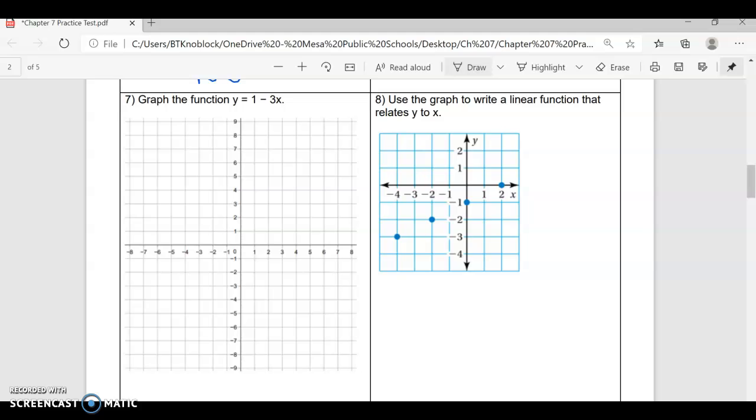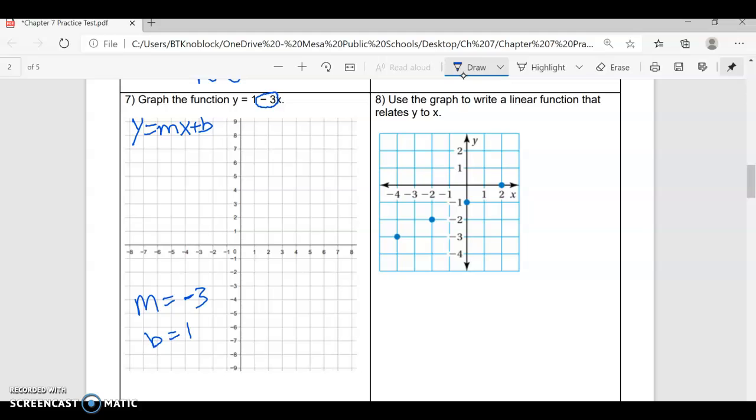Number 7, graph the function. So what I like to do is the slope-intercept form. So remember it's y equals mx plus b. And then my m is the number in front of the x. Now this one, be careful because it's a minus 3x. So that's a -3 for your slope. The 1, that's your y-intercept.